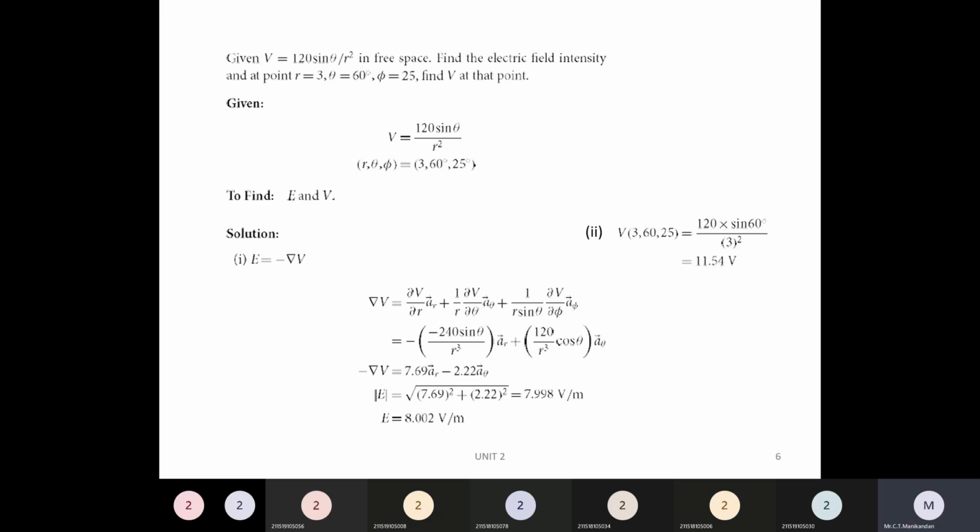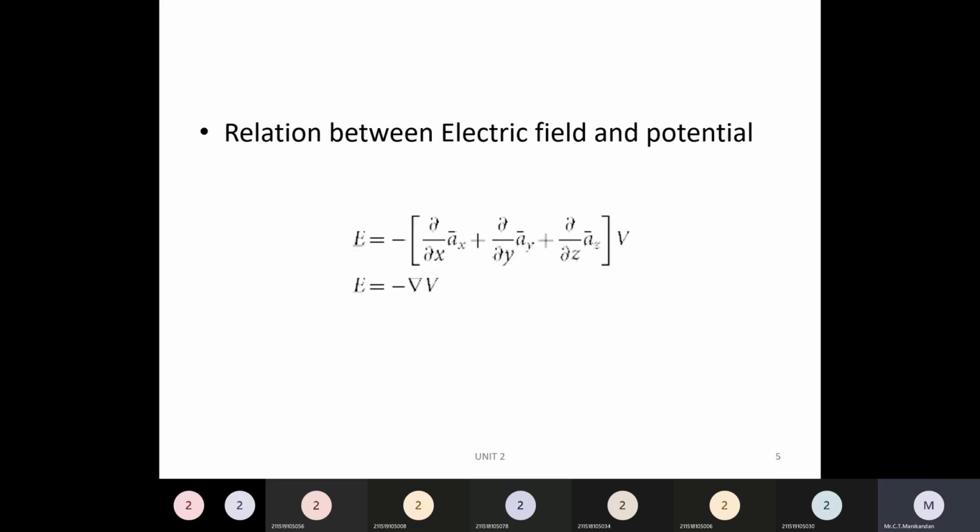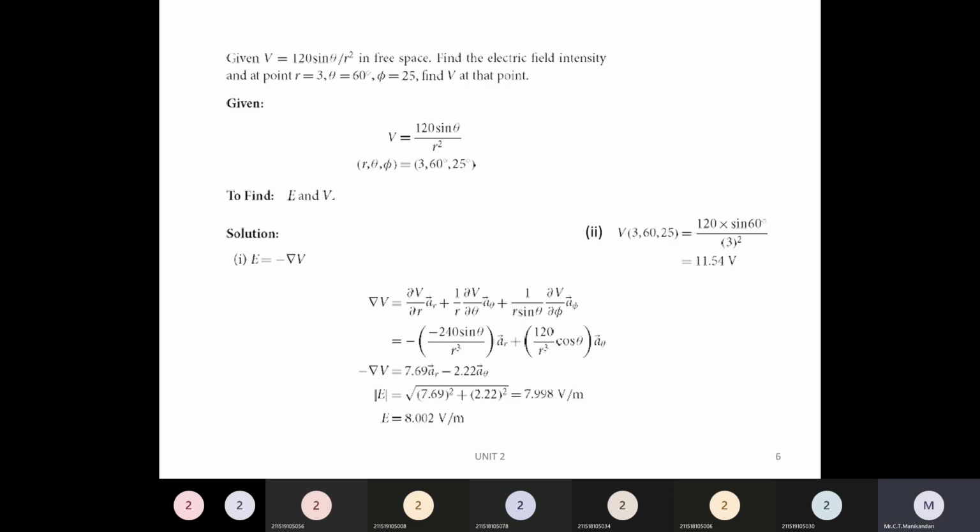The first part, what they ask, is the electric field intensity, E. They have given the potential V there. As I told, if potential is given and you want to find the electric field, the formula we have to use is E equal to minus del V. Del V means gradient. First we have to find del V, the gradient of the potential, and if you put the minus sign, you will get the electric field. So first I am finding del V here.